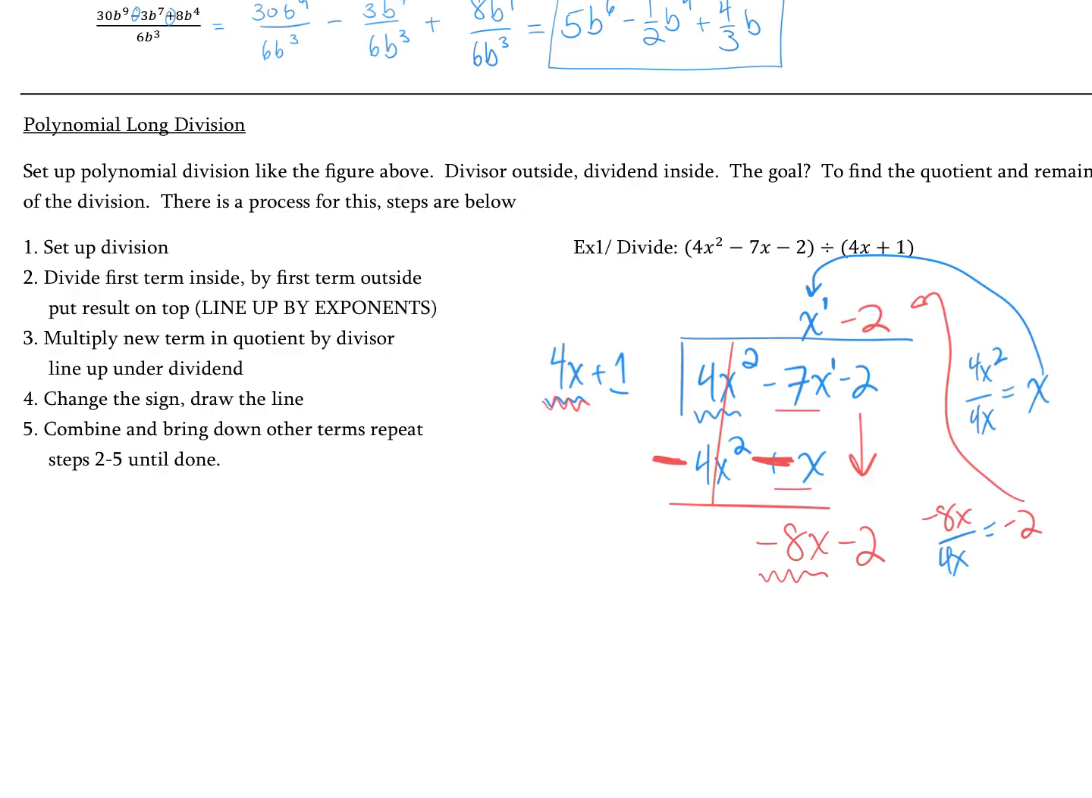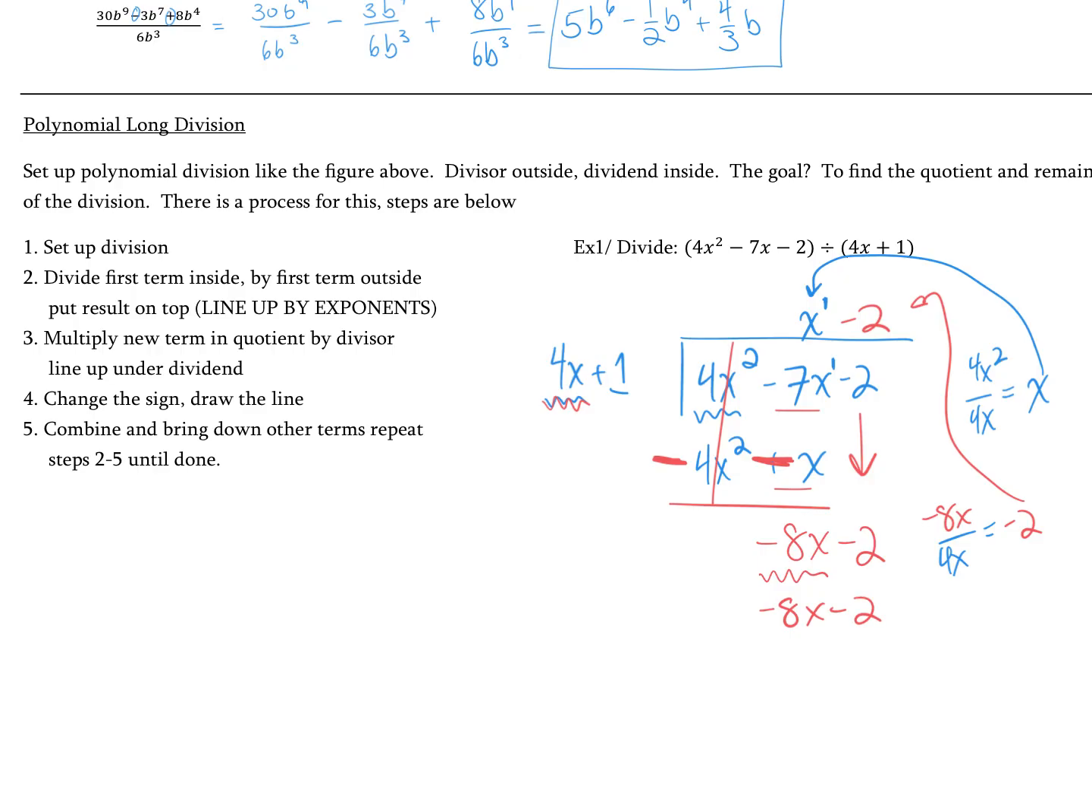So here's the division, and the result is minus 2. We'll put it up here, but now this time we've already multiplied the x over here. So now we'll multiply only the new term by the dividend, and we'll just line things up underneath again. So negative 2 times 4x is minus 8x, and negative 2 times 1 is negative 2.